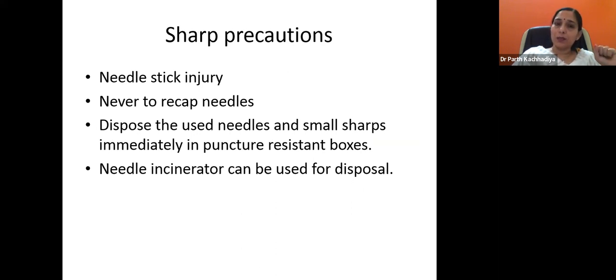Then the most important concern in the ICU or in the hospital setup is sharp precautions. Many a time we come across a nursing staff or healthcare worker who has got a needle injury. And how does it happen? Mostly it happens when we are trying to recap the needles. So we have to keep in mind we are not going to recap the needles anymore. Dispose of these used needles and small sharps immediately in the puncture resistant boxes which are available in your hospital. A needle incinerator can be used for disposal.